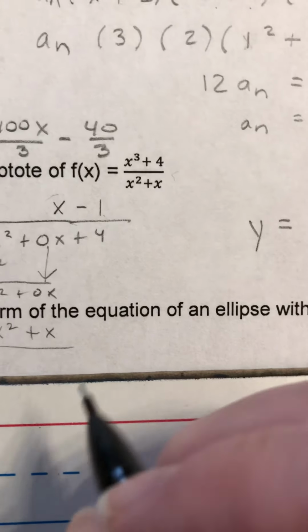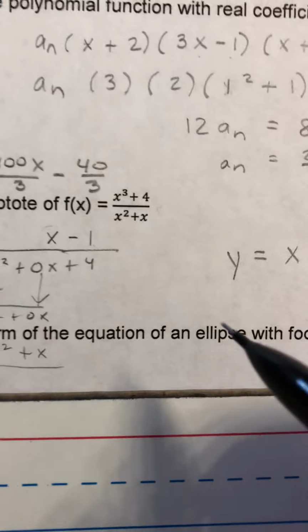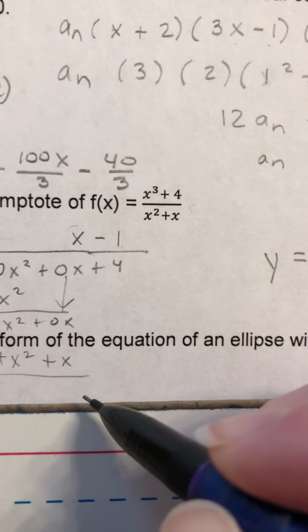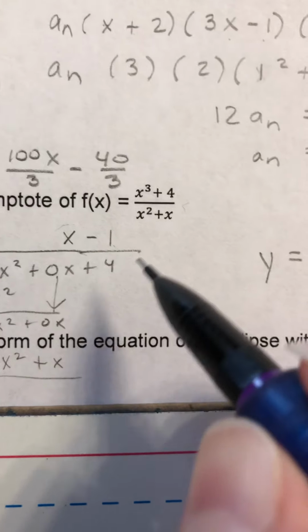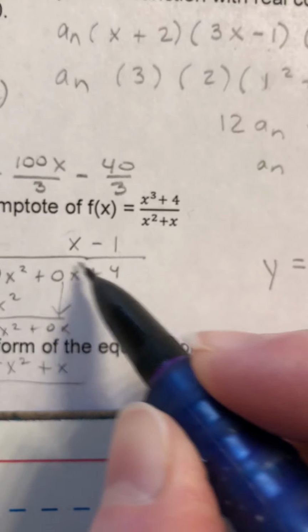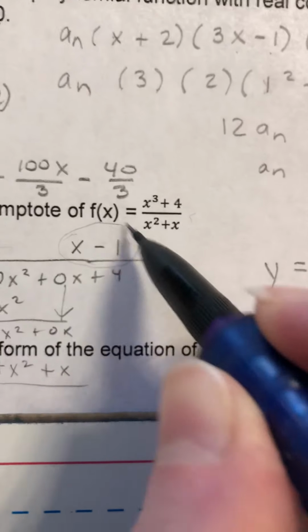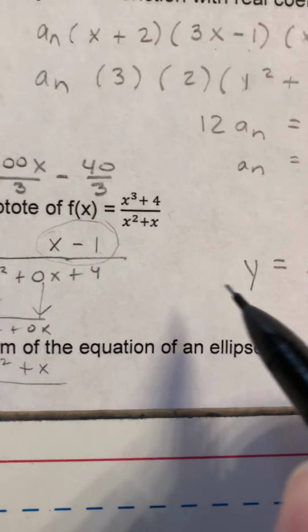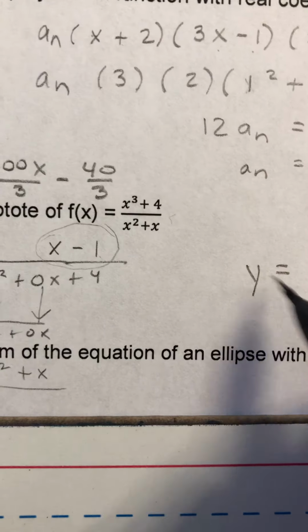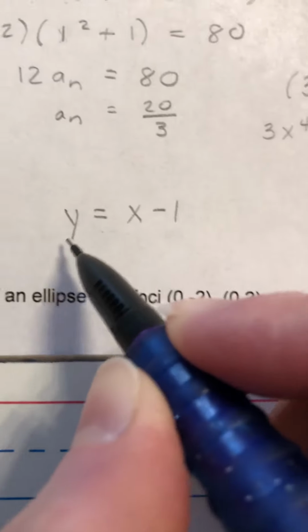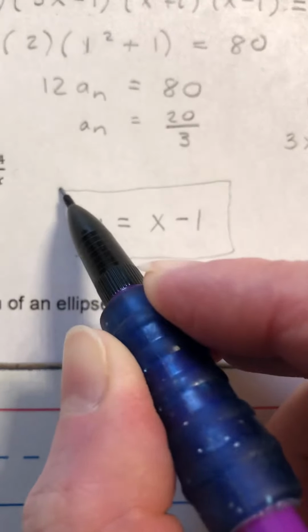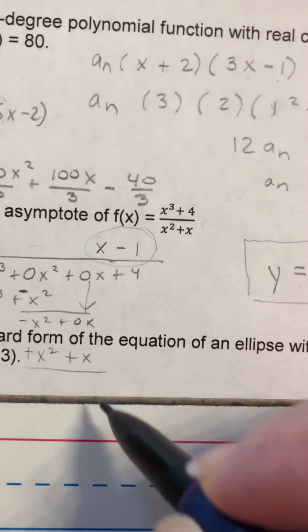So then that gives me a remainder, but the remainder doesn't matter. The only thing that matters in getting the slant asymptote is this. So don't worry about the remainder. It's just this that I'm concerned about. I'm going to set up an equation, y equals x minus 1. And that is your slant asymptote, regardless of what the remainder is.